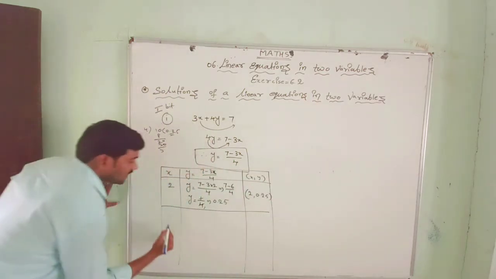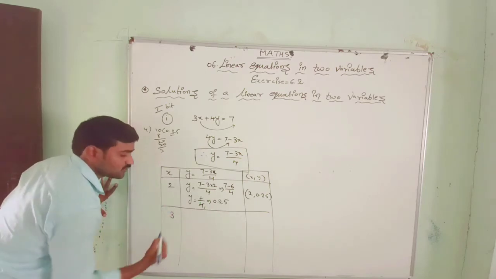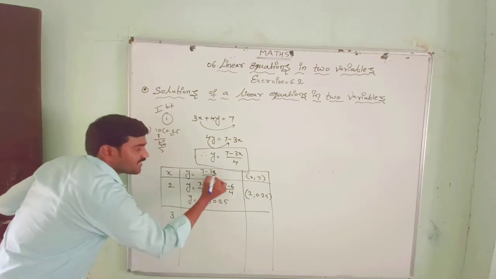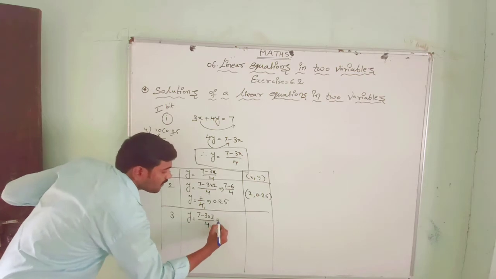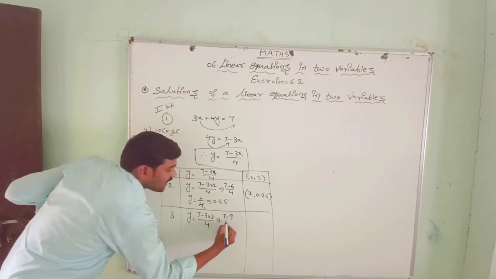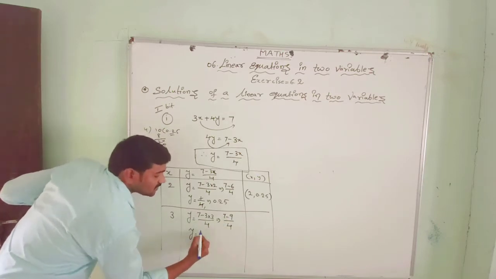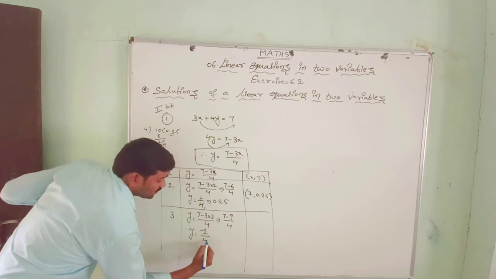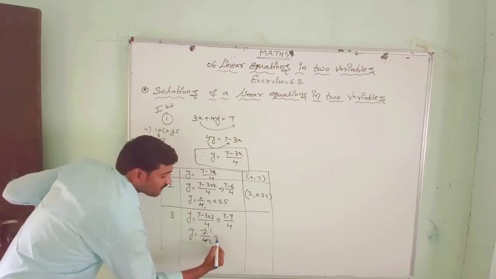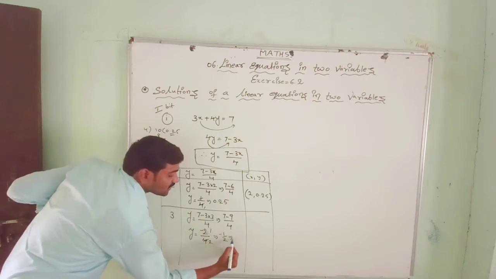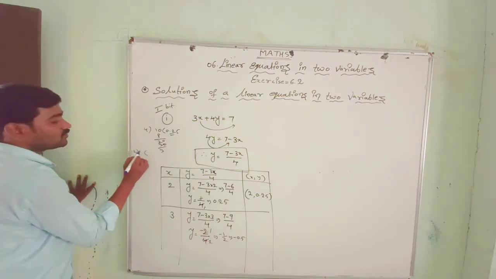One solution is complete. Next, suppose we assume 3. What happens? Wherever x is present, we put 3. y equal to (7 minus 3 into 3) by 4, that is (7 minus 9) by 4, so y equal to minus 2 by 4. 2 ones are 2, 2 twos are 4, so that equals minus 1 by 2, which is nothing but minus 0.5.